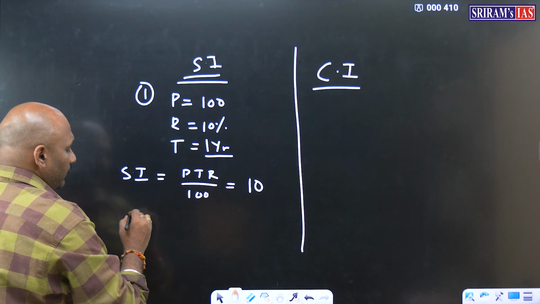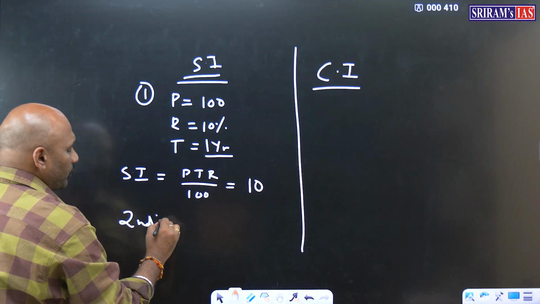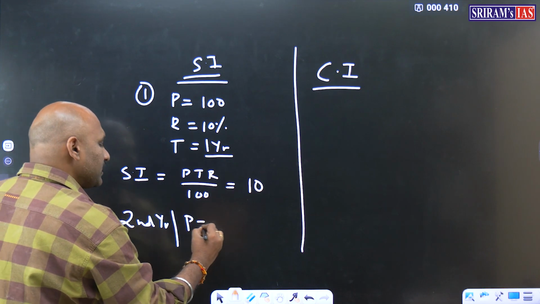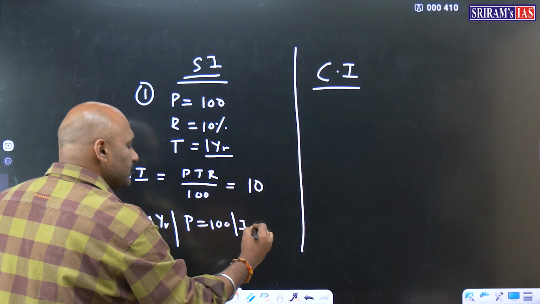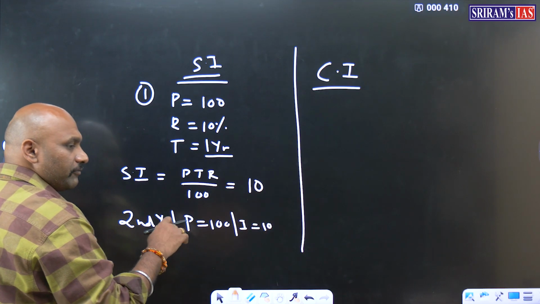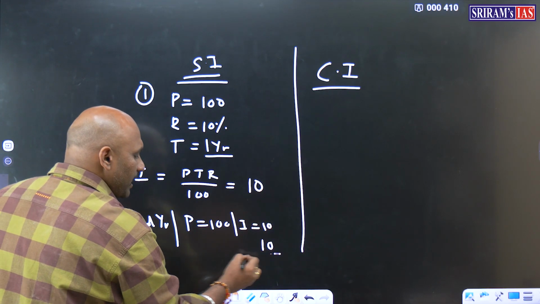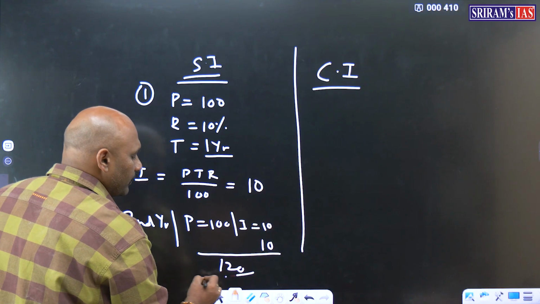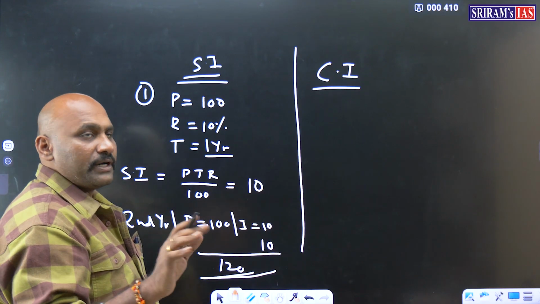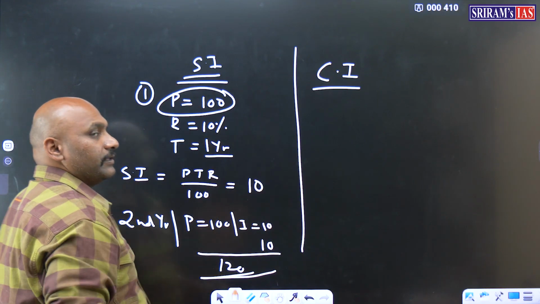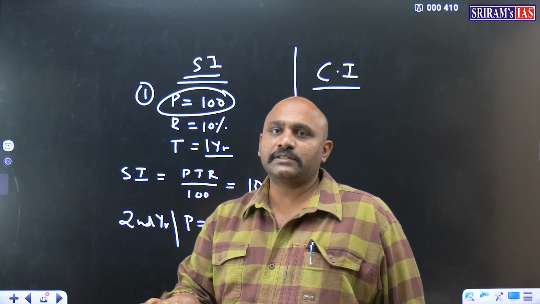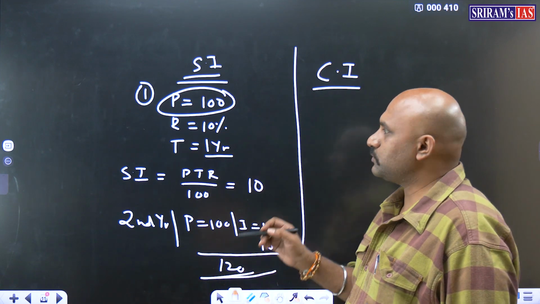In the second year, the principal still remains 100 only and the interest still remains 10 only. But for the second year, another extra 10 rupees will be added. So after 2 years, you will get 120. So what is the whole point in simple interest? The principal is always constant and the interest is also constant. It does not change. But in compound interest, what happens?